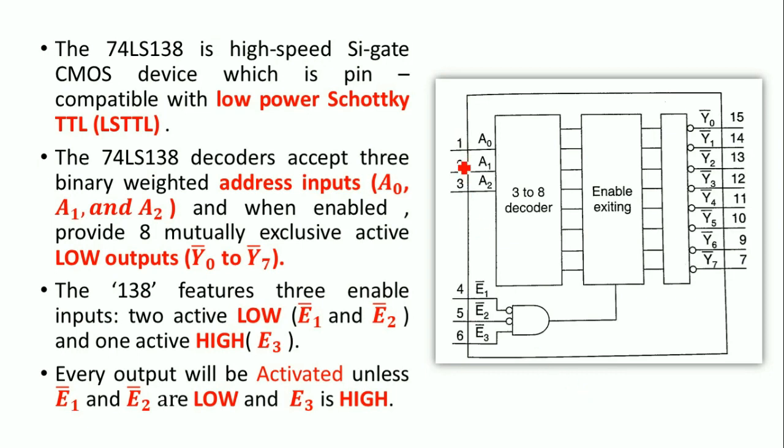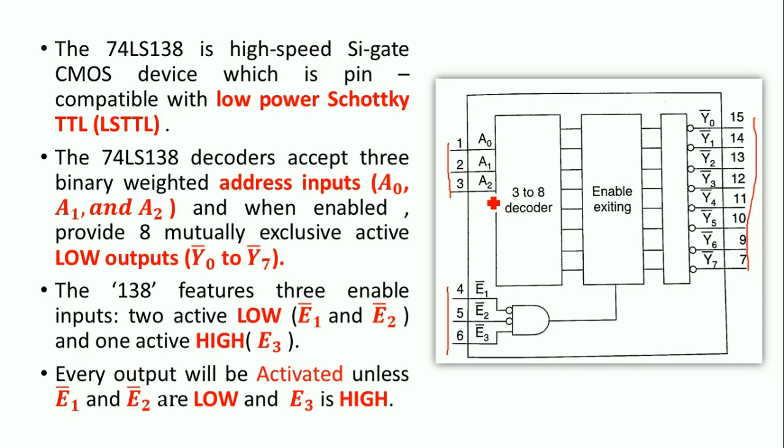So the 1, 2, 3 lines are used to select one of the output pins of this 74LS138, and these 4, 5, 6 pins are used to enable this 74LS138. For this 74LS138, we have 8 outputs. In these 8 outputs, we can select one output by using these lines 1, 2, 3, which are nothing but address lines A0, A1 and A2.